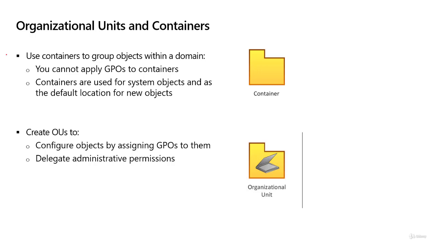The way things are organized within your domain is in organizational units, which is always called OUs, and in containers. A container is actually created by default. So when you install Active Directory, you're going to have several containers that just exist, but they can be used to group objects within a domain. A key takeaway, or the most important thing about a container, is you cannot apply group policy objects to containers.